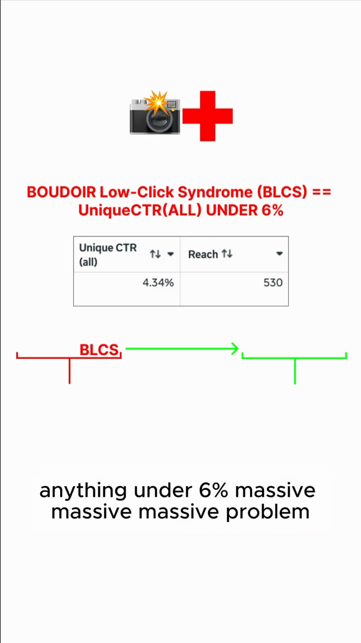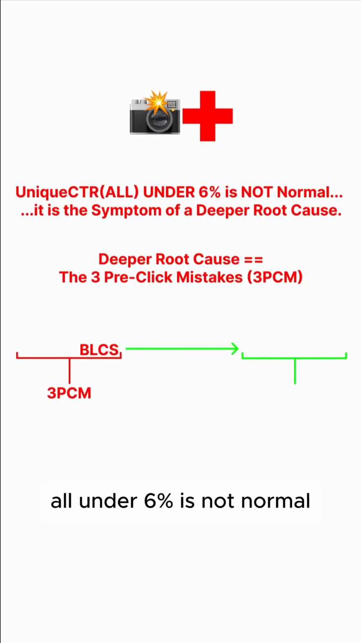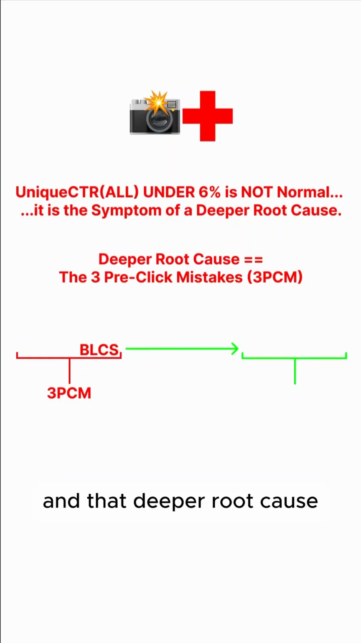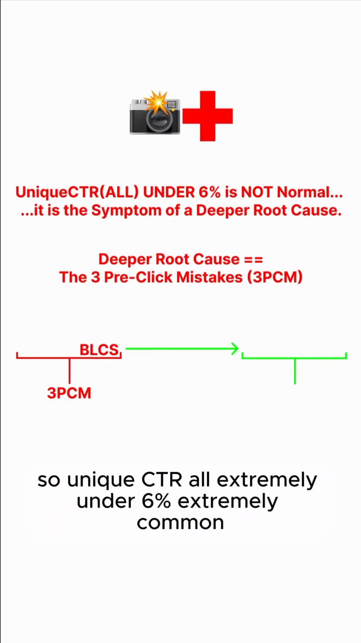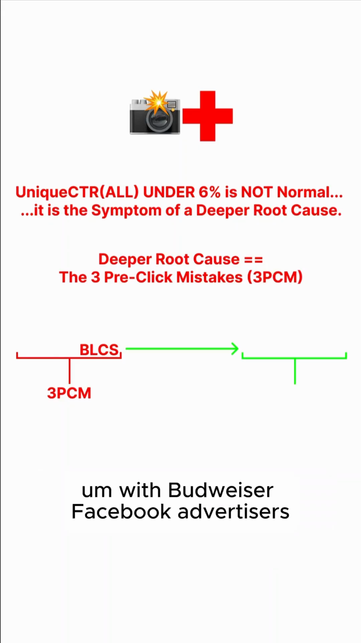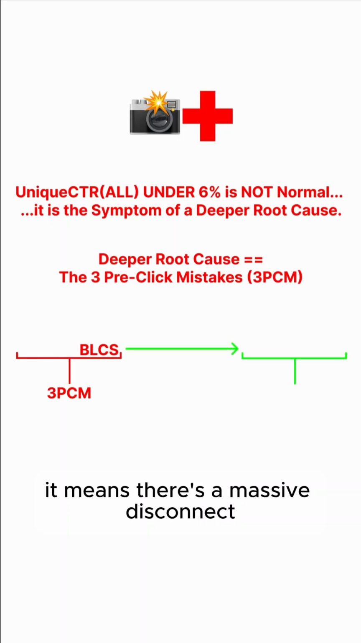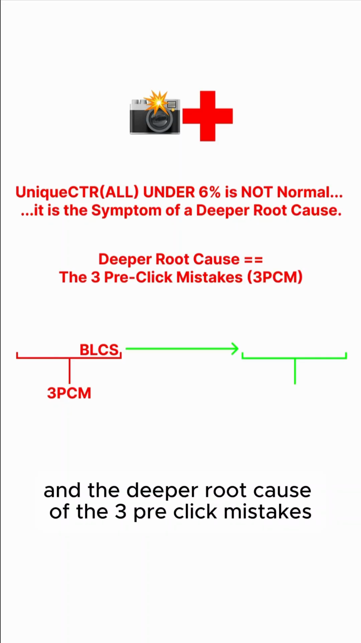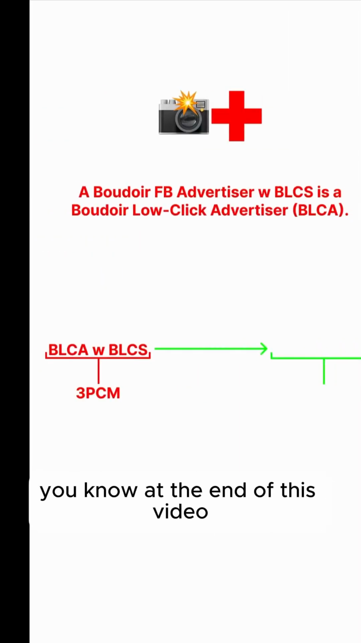Anything under 6%, massive, massive, massive problem. That's because a unique CTR all under 6% is not normal. It is a symptom of a deeper root cause, and that deeper root cause is the 3 pre-click mistakes. Unique CTR all extremely under 6% is extremely common. It's the most common thing I see with Boudoir Facebook advertisers, but it's not normal. It means there's a massive disconnect, a massive problem in the ad. And the deeper root cause is the 3 pre-click mistakes, the 3 PCM. More on those at the end of this video.